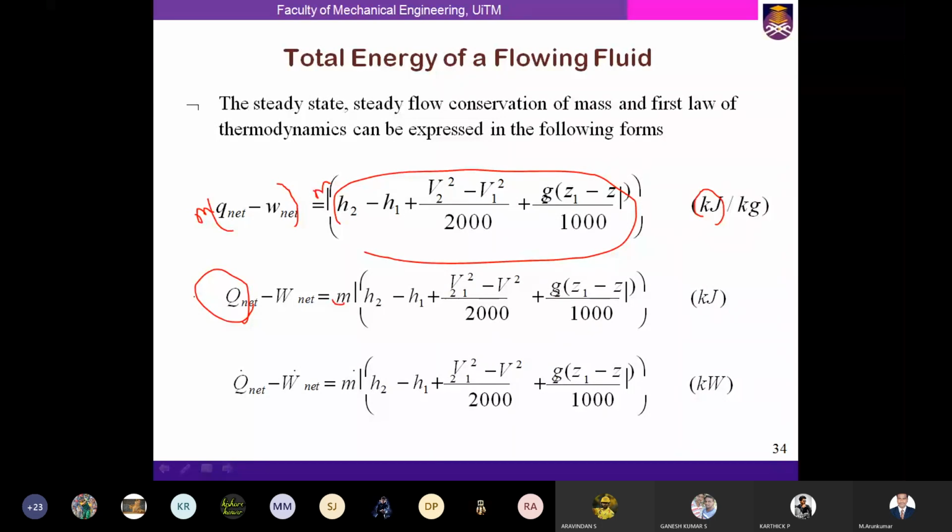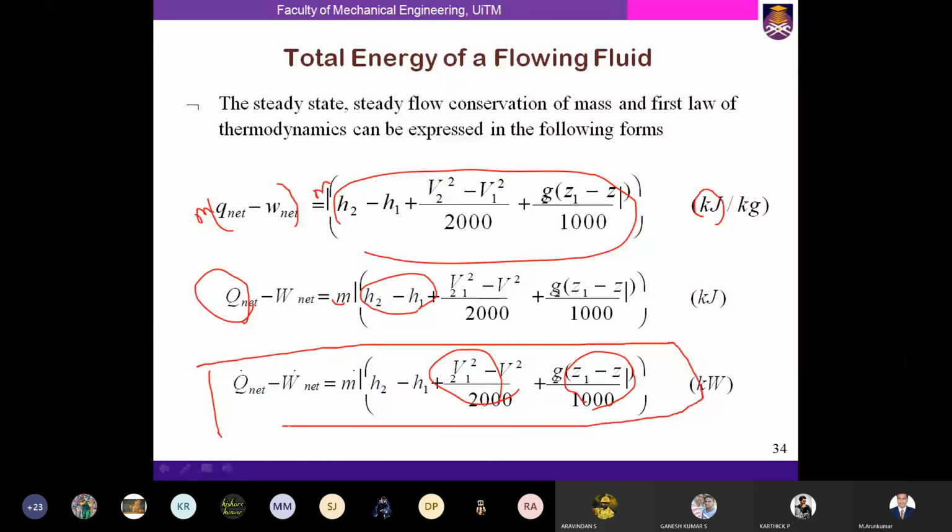Also, we can have this in the form of flow rate. So Q net dot minus W net dot will be equal to m dot, that is mass flow rate, into H2 minus H1, plus change in kinetic energy, change in potential energy. This is the equation for a steady state, steady flow system.